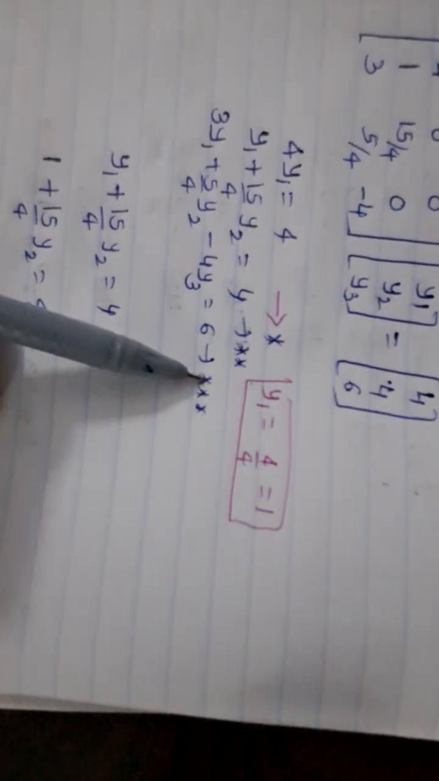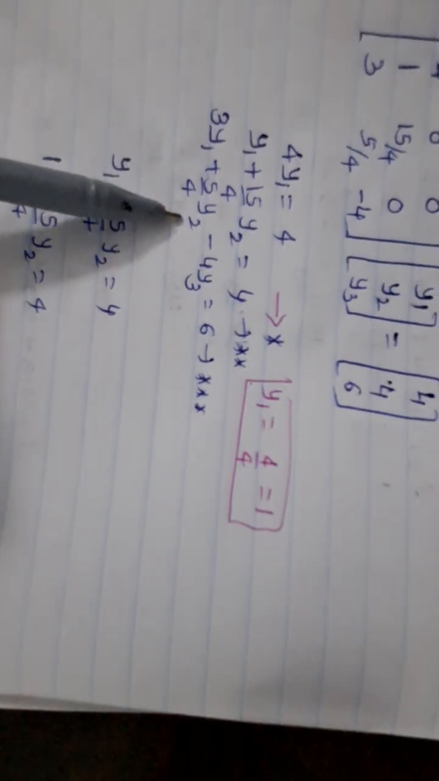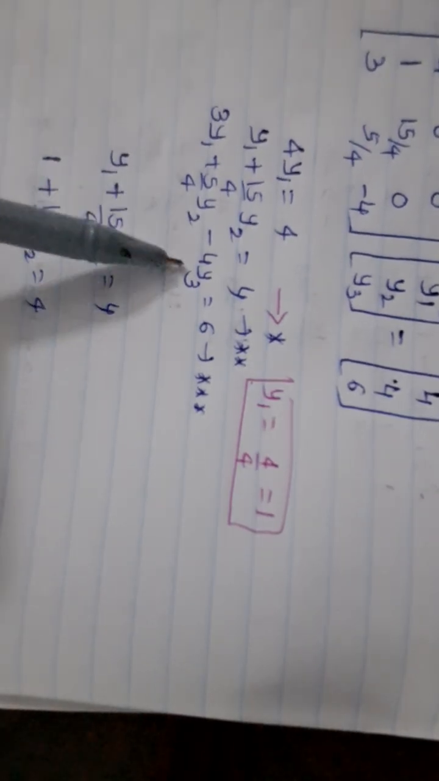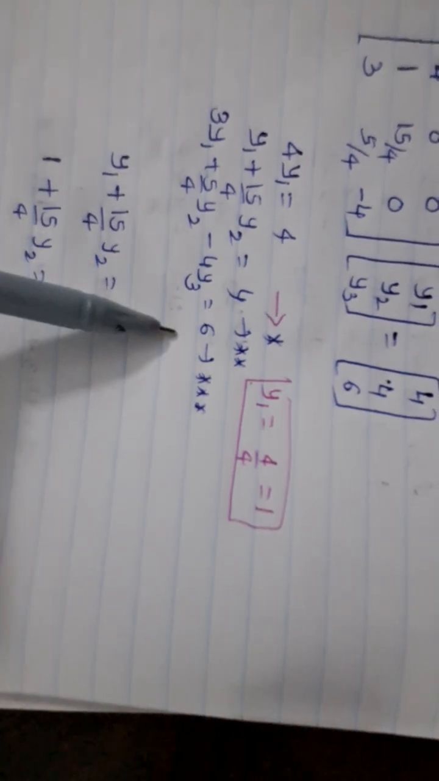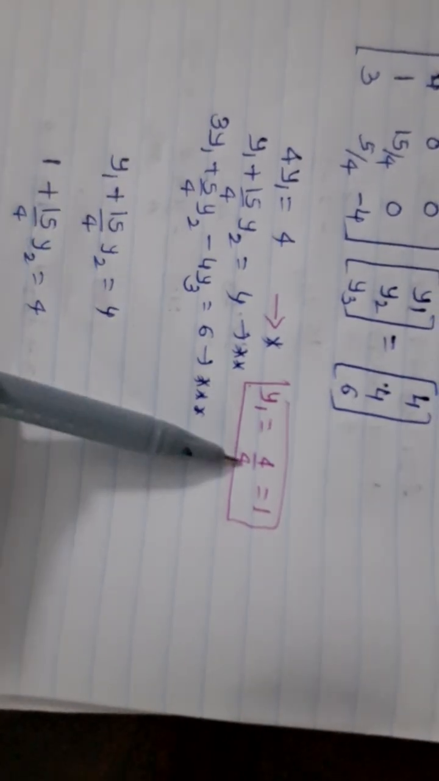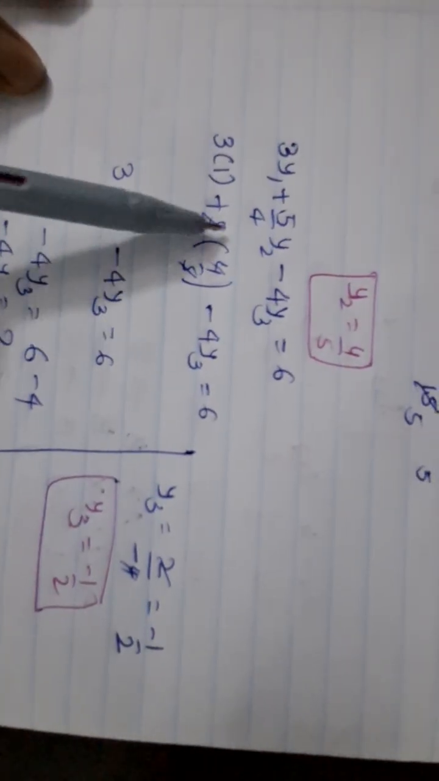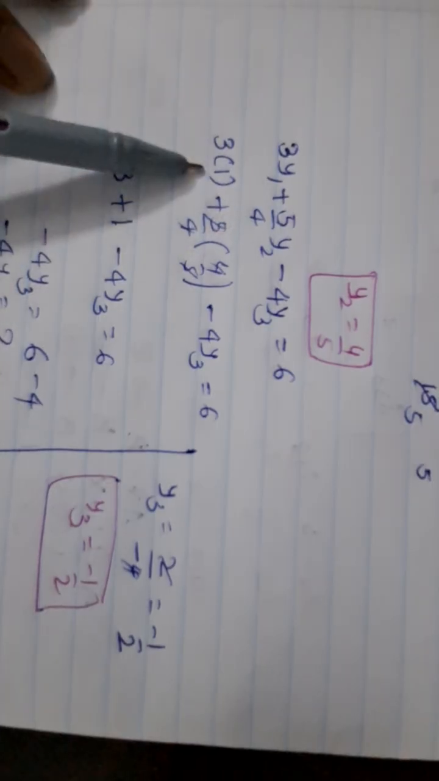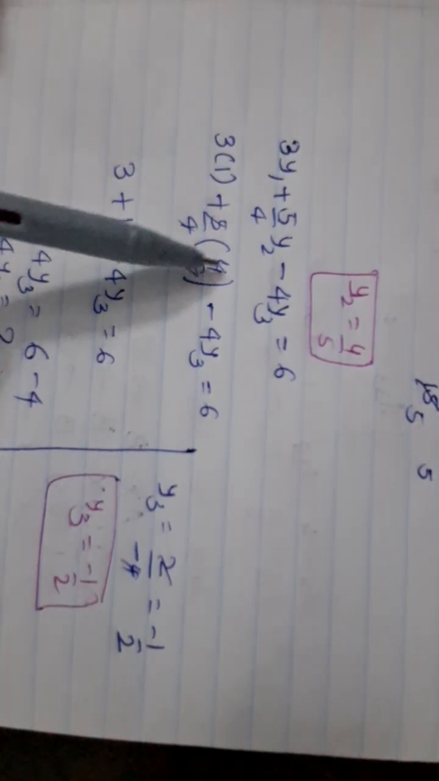Once you have the y2 value, substitute that in the triple star equation, that is 3y1 plus 5 by 4 y2 minus 4y3, which is equal to 6. After substituting in this equation, since you know y1 from here and y2 from here, I will get the value of y3. You can see that in the detailed calculations we have done. So substituting the values of y1 and y2.